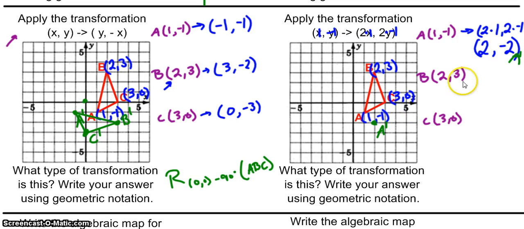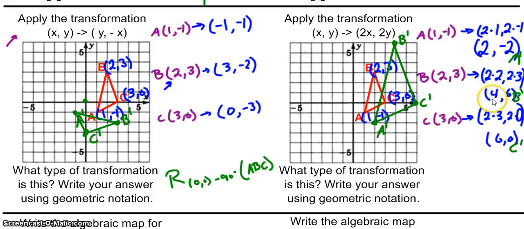Go ahead and finish by finding the coordinates for B and C using this algebraic transformation. Remember, we're multiplying both the x and the y variables by 2. Go ahead and pause now. The answers will be up on the screen in 3, 2, make sure you've paused. Here are the answers. For B prime, we've got 4, 6, and for C prime, we've got 6, 0. And look at what that's graphed.